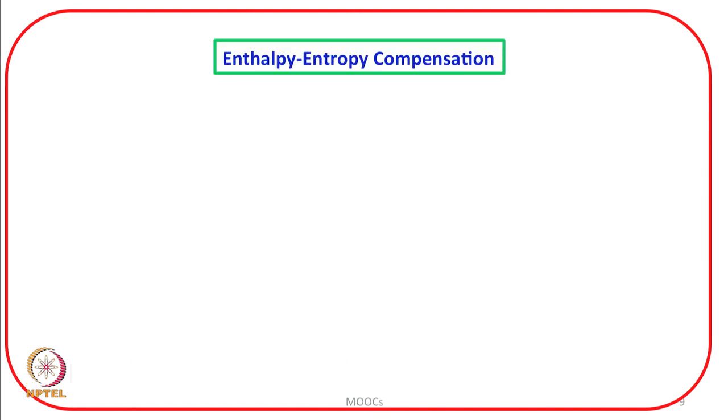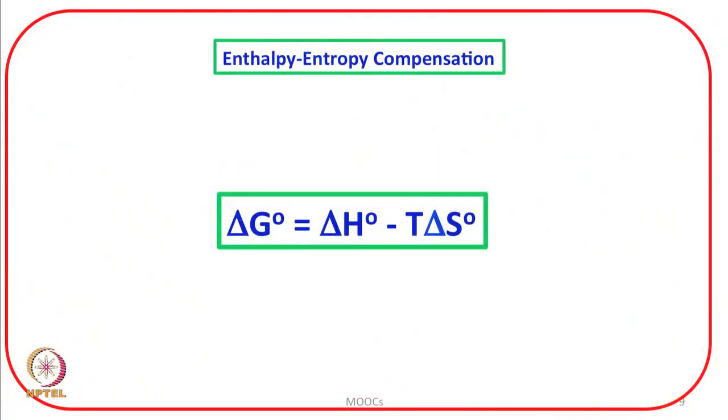Now let me talk about the enthalpy entropy compensation. Whether we talk about the protein ligand binding or the thermal unfolding of protein, in both cases we are talking about the enthalpy changes and the entropy changes. The enthalpy changes and entropy changes both can be used to further get the standard reaction Gibbs free energy changes. Let us take a look at the slide. We have delta G naught is equal to delta H naught minus T delta S naught.